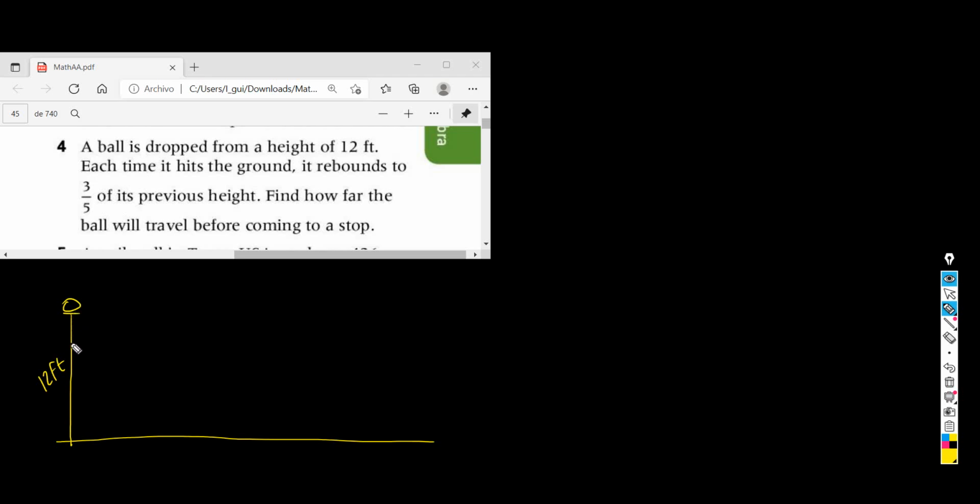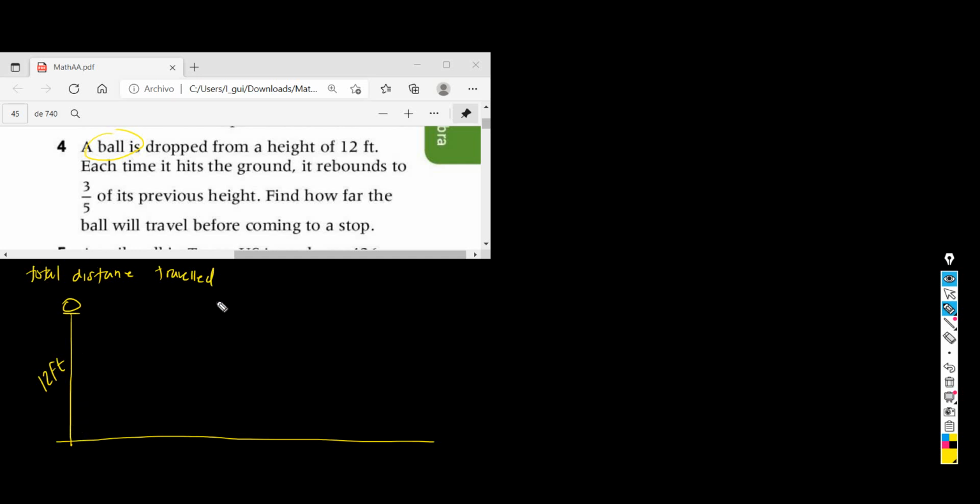Okay, and so the ball will go downwards, and it will rebound to a certain height, downwards again, like so. Like normal balls behave. So they want me to find how far the ball will travel before coming to a stop. So basically, guys, they're asking you to find the total distance traveled by the ball, as it goes through this motion, bouncing back, and then once again, and so on and so on until eventually it stops.